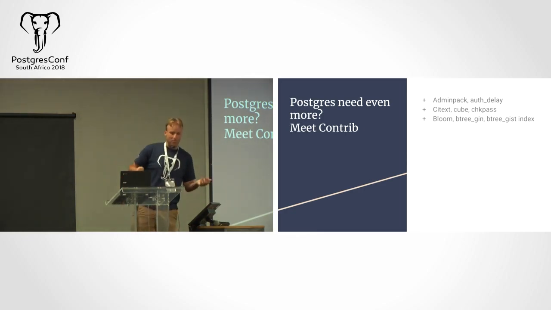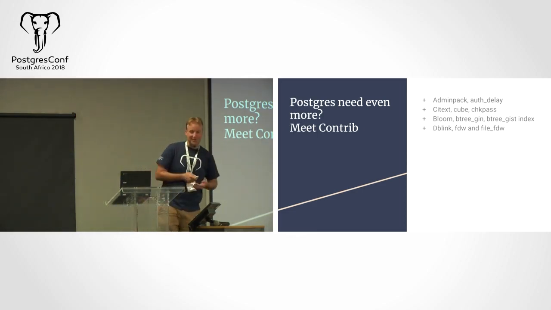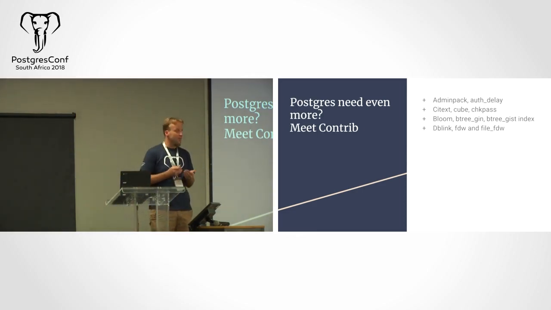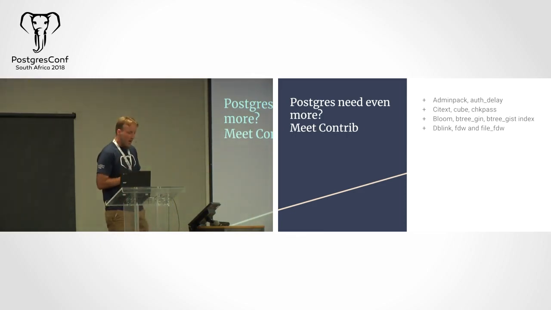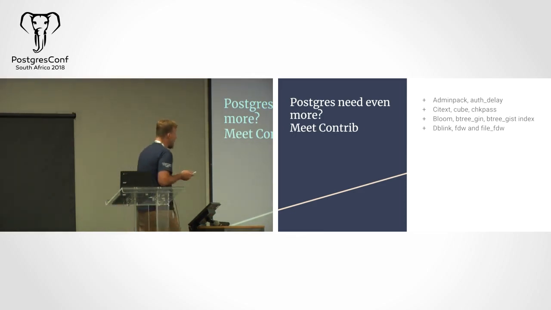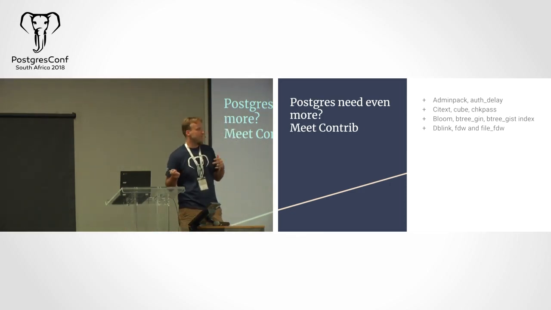Index types, Bloom, BtreeGen, BtreeGist. There's just a shed load of those kinds of indexes, and it'll make your life better. You will take a query that takes 100 seconds, and you'll bring it down to 10 milliseconds, and you will just think you're the best thing ever. But actually someone else did all the work and you're just copying it. DB-Link, foreign data wrappers and file data wrappers. Have any of you used that?